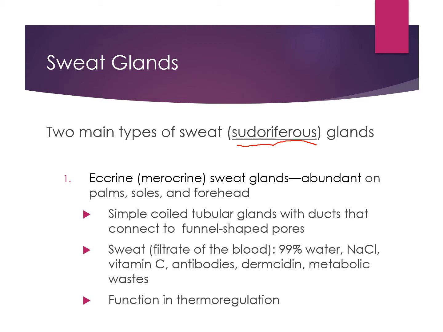Sweat is a filtrate of the blood. It's 99% water plus a little bit of sodium chloride, vitamin C, antibodies, dermicidin, which is an antimicrobial peptide that's made by the body, and metabolic wastes. The main function of sweat is thermoregulation. As you may remember from earlier in this chapter, we discussed how sweat helps to cool the body when the core body temperature goes above 37 degrees Celsius, or what is normal.